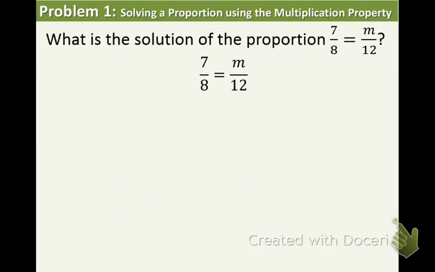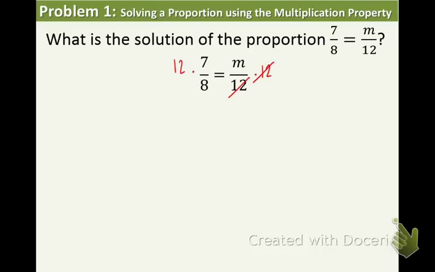So in example 1, we're going to use the multiplication property that we learned within the past chapter or so. And we want to get the m by itself. So right now we're doing m divided by 12. Well, what's the opposite of divided by 12? We need to multiply by 12. And remember, when you do it to one side, you must do the same thing to the other.